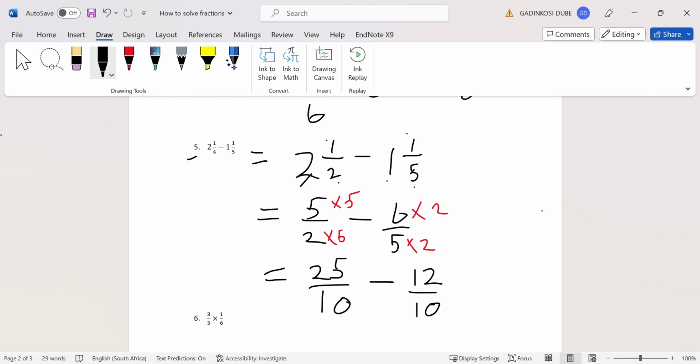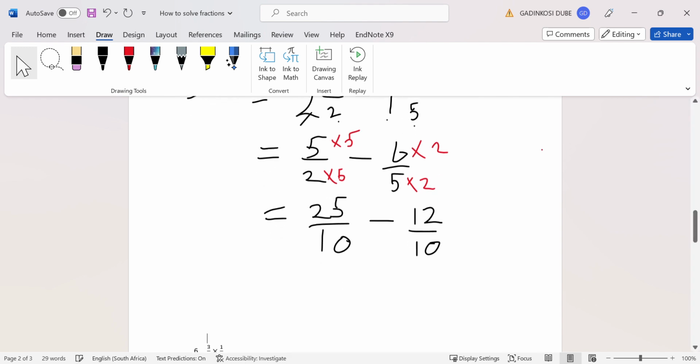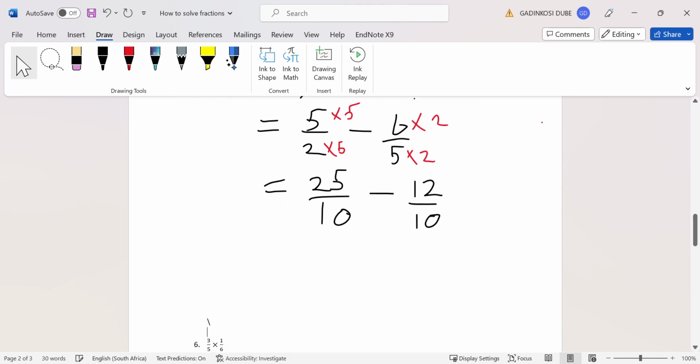Okay, now once you've done that, you can easily get the difference from the numerators. That's how easy it is. Just get the difference of the numerator. Open up space. So you can get the difference of the numerator, and then you arrive at your answer. So 25 subtract 12. That's what you do. Okay, so 25 subtract 12 is 13. And then denominator stays the same, over 10. So it's 13 over 10.